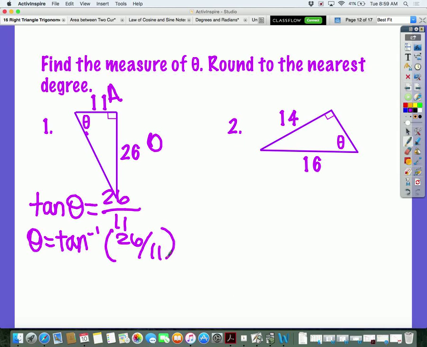That -1 in the exponent should look familiar. Y'all remember when we did -1 in the exponent? That's when we did inverses, Lesson 6, I believe. Okay? We do the inverse of these trig functions.